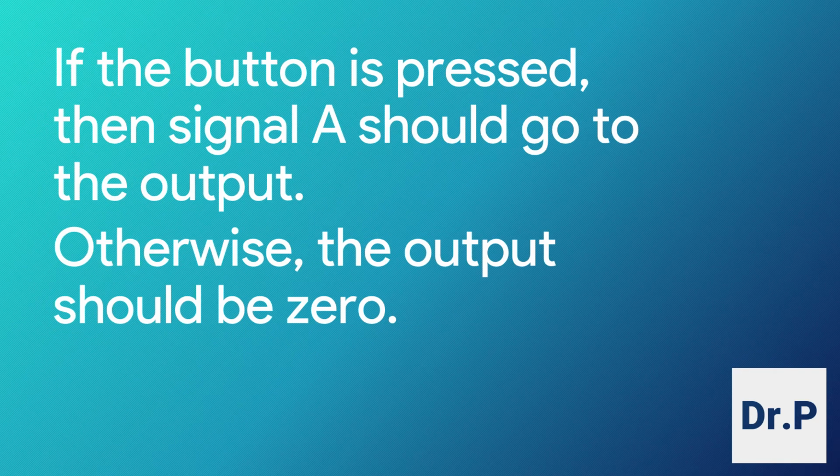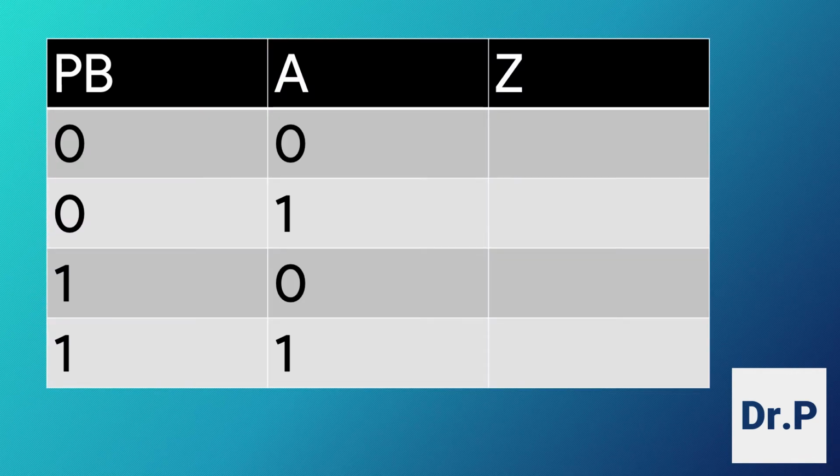Okay, so let's look at the statement one more time. If the button is pressed, then signal A should go to the output. Otherwise, the output should be 0. Let's use a truth table to figure this out. One column of our truth table will be the push button value. Let's call it PB. One column will be A. The last column will be our output. Let's call it Z. There are two input variables, so there are 4 rows, or 4 possible values of the inputs.